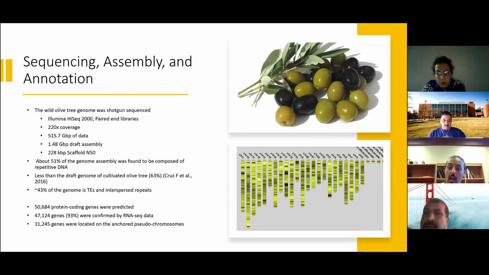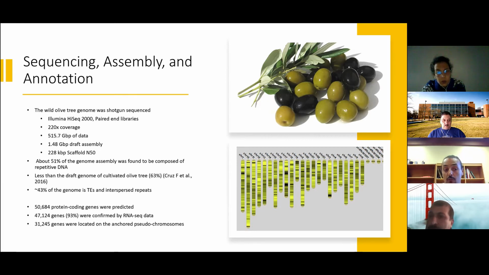The third approach is we sequence the RNA of the wild olive tree. When you sequence the RNA, what you have is the expression, the messenger RNAs. It's what gives you coding genes. So we have those three approaches with three different methodologies. When we combine them together, we've been able to predict over 50,000 protein coding genes.